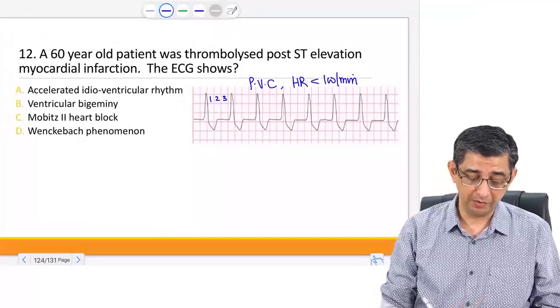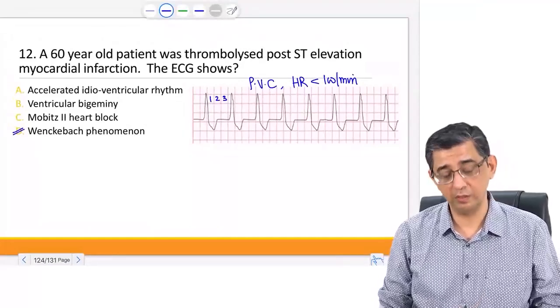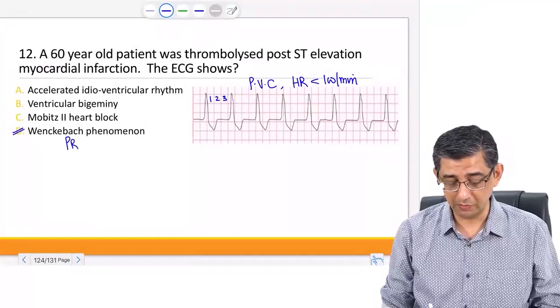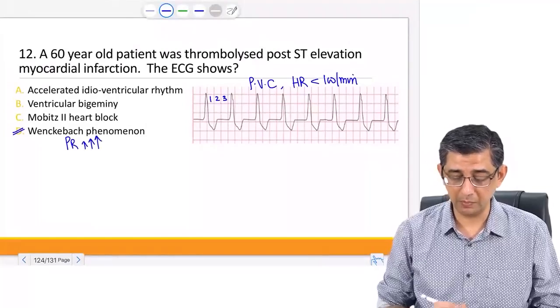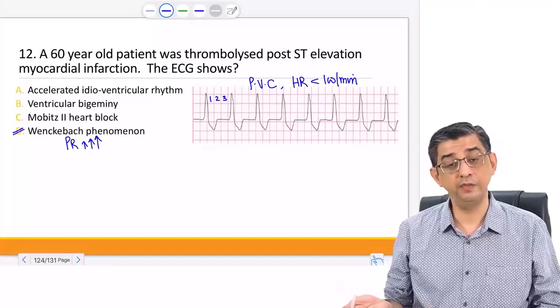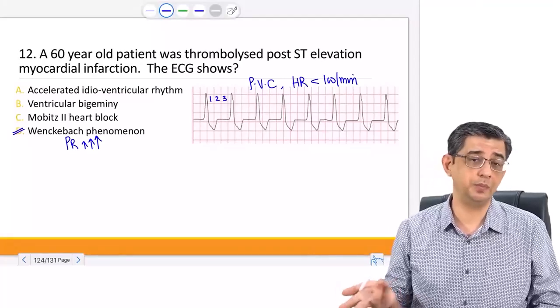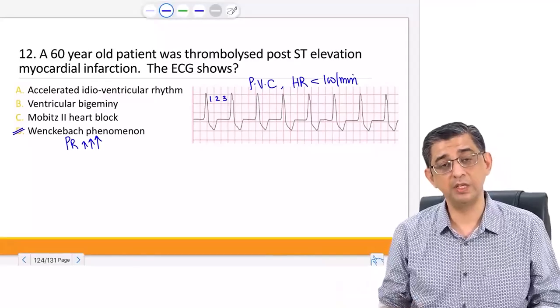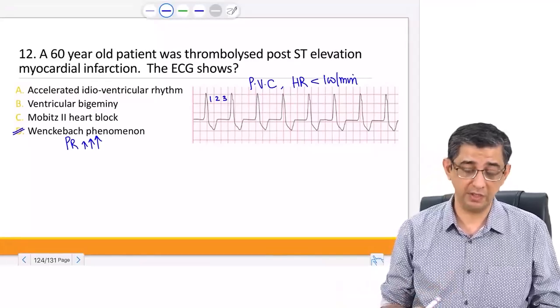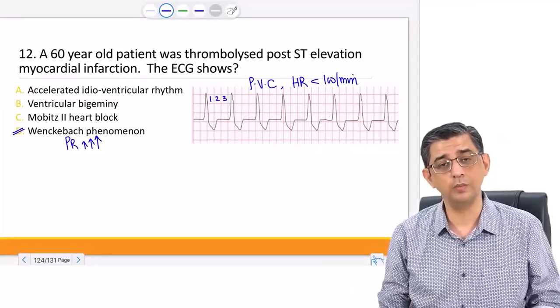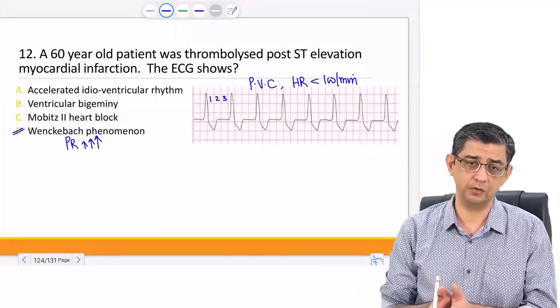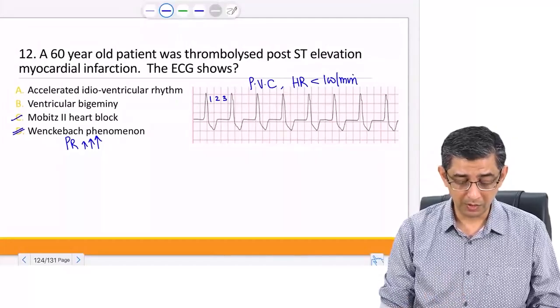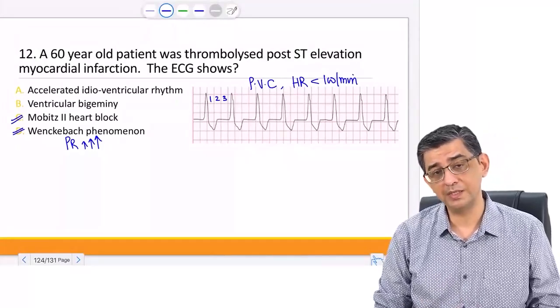If I look at Wenckebach phenomenon, it will always be associated with bradycardia. In fact, Wenckebach phenomenon will always have a serial prolongation of the PR interval. In this case, you can't even see the P waves present, so there is no point of a PR interval. And more importantly, Wenckebach phenomenon should have a bradycardia, whereas in this case, the heart rate is at least normal, or let me say in the upper limit of normal. Mobitz 2 heart block is again a bradyarrhythmia. Heart rate should have been less than 60.